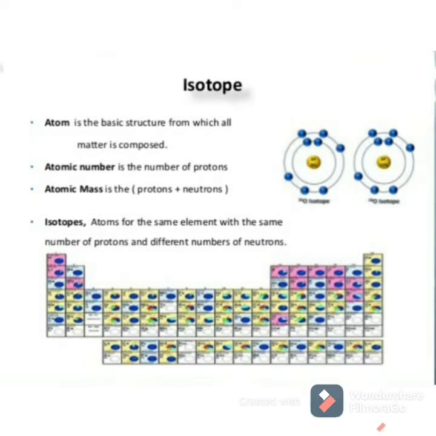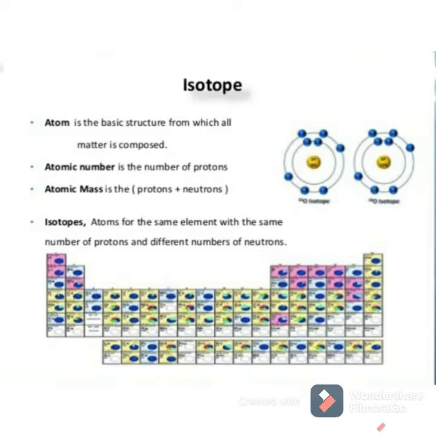What are isotopes? I will give you some definitions so you can understand very easily what isotopes are. Atoms are the basic structure from which all matter is composed. Atomic number is the number of protons. Atomic mass is the protons plus neutrons. Isotopes: atoms of the same element with the same number of protons and a different number of neutrons are called isotopes.